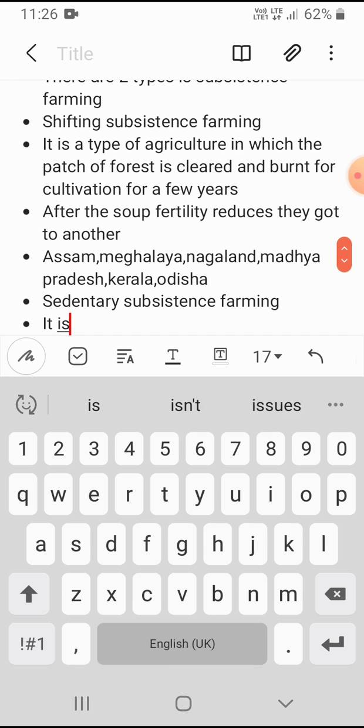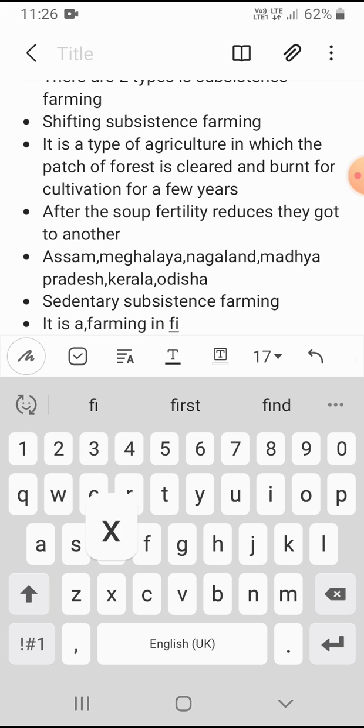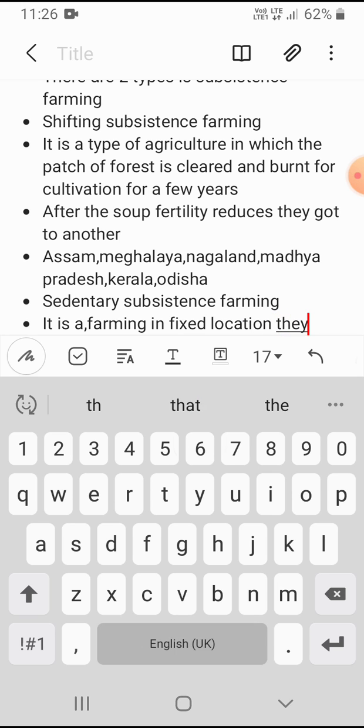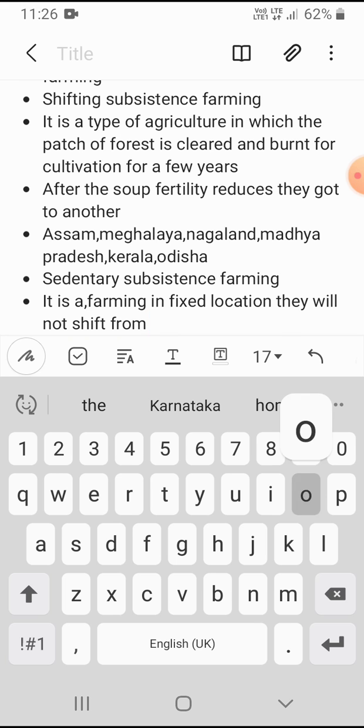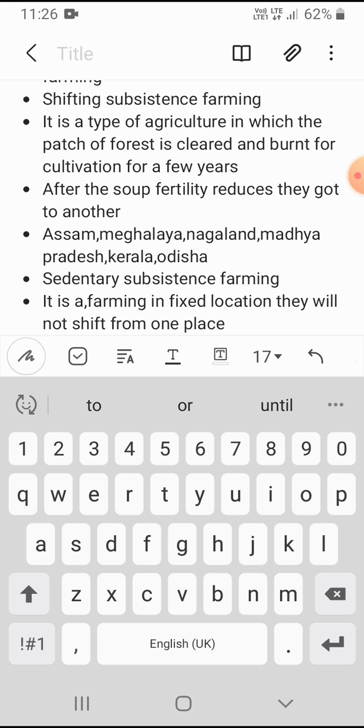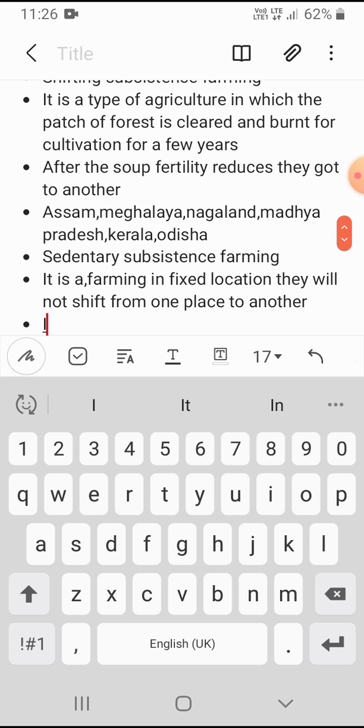So it is a farming in a fixed location. They will not shift from one place to another, unlike shifting subsistence farming, where they do farming from one place to another. Here they do farming only where they were doing it. So this is about sedentary subsistence farming.